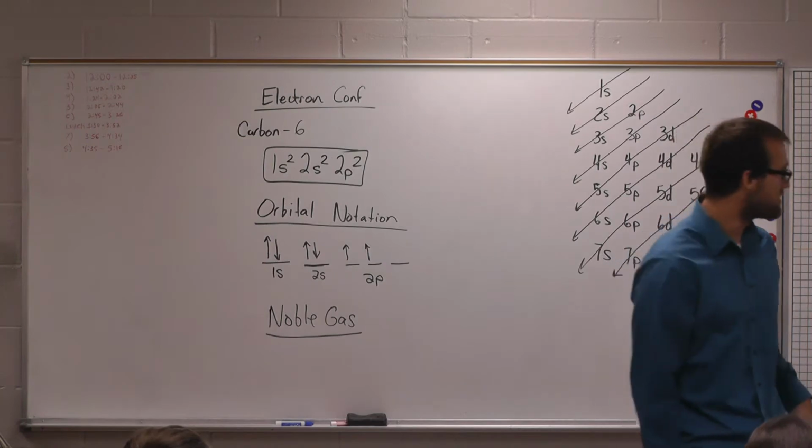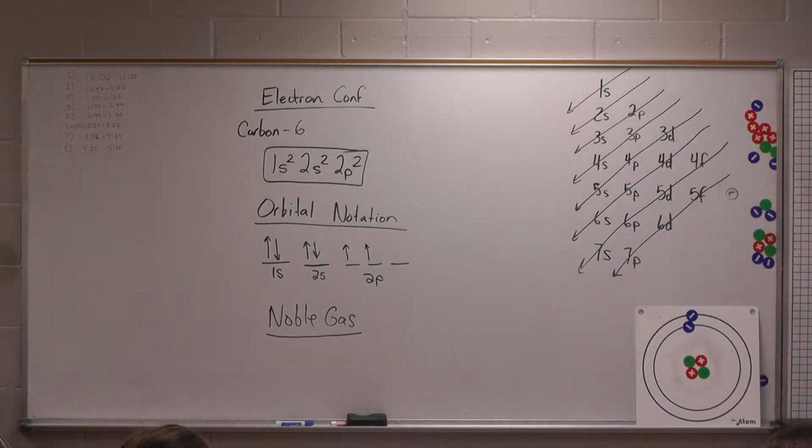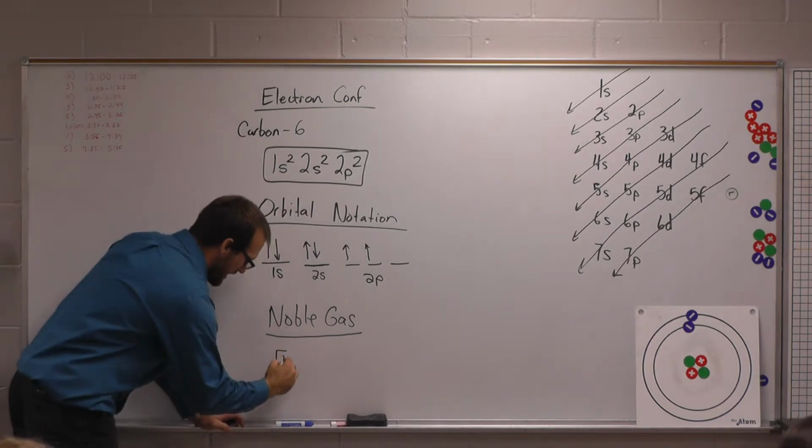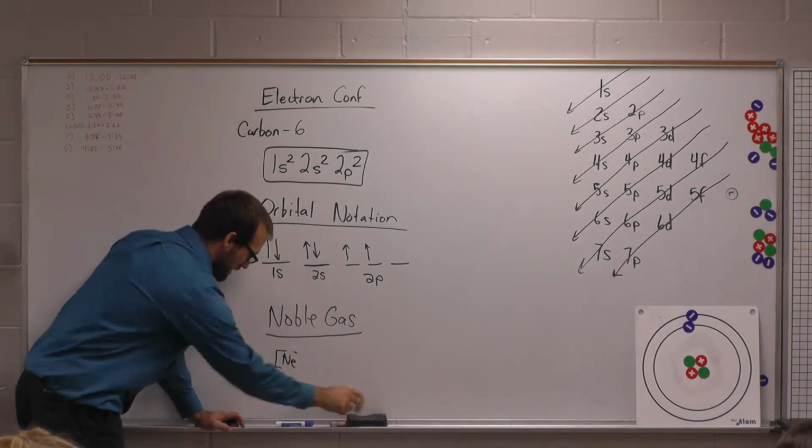So here's how you do this. Find the element you're looking at. We said carbon. Your starting point will always be the noble gas one energy level up. So if I were doing gallium, what noble gas would I start with? Argon. If I was doing tin, it'd be krypton. If I was doing bismuth, it would be xenon. But since I'm doing carbon, or anything in the second energy level, I would start with helium. So here's what we do. You put in brackets the noble gas that you're starting with.